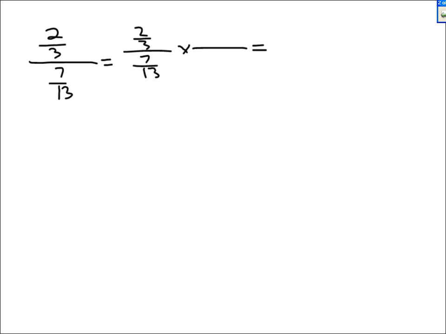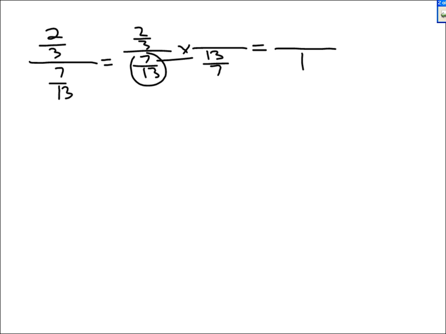Alright. If you were asked to compute 2/3 divided by 7 over 13, like always, it equals itself. I want to change the way this looks. It equals itself times 1. Now there's many ways of writing 1. I want in the end that the denominator be 1. What do you multiply 7 over 13 by to get 1? Answer, the reciprocal, 13 over 7.